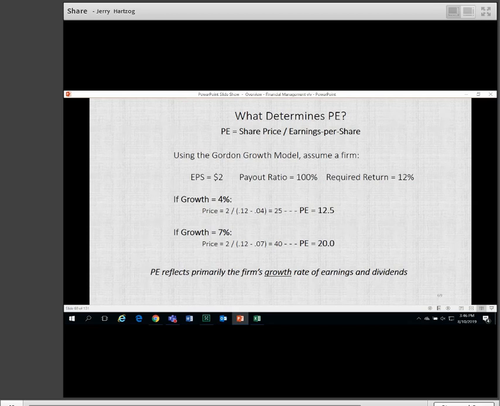Now, sometimes you hear people on TV say the stock is too expensive because it has a high PE, or it's very, very cheap because it has a low PE. The PE does not indicate whether a stock is expensive or cheap. What PE reflects is just investors' expectation of the growth rate of earnings and dividends. When you get later on into the valuation of a private company, you'll be using this PE as a key metric to value the private company.